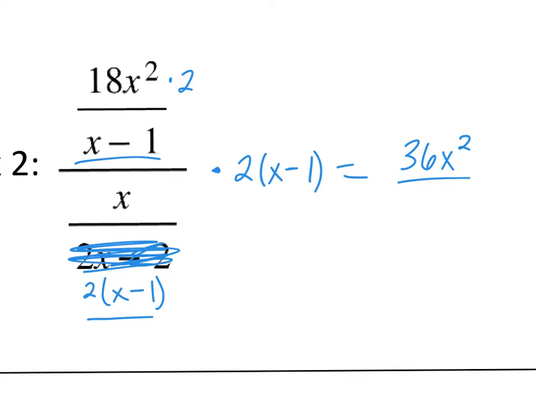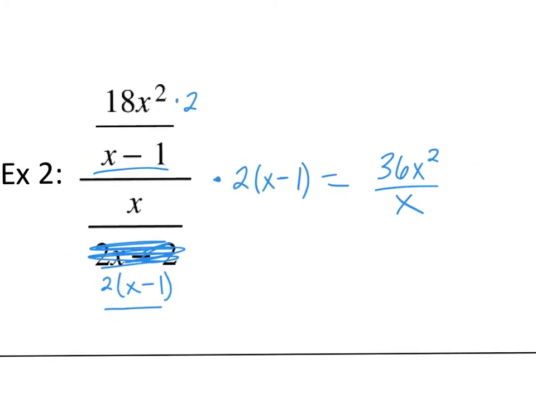Now same thing on bottom. 2 times x minus 1 divided by 2 times x minus 1 is just 1. So I'm just left with x. Will that simplify further? What will it become? 36x. Questions on that? Okay.